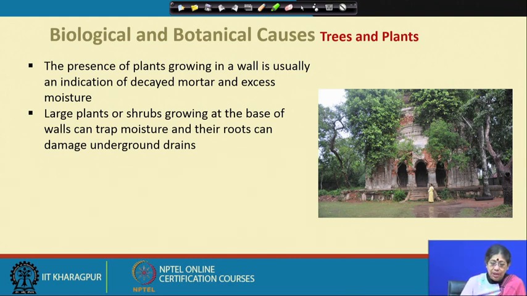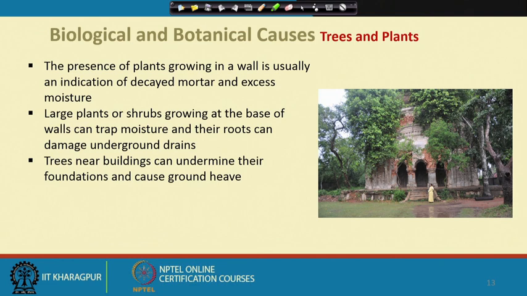Large plants or shrubs growing at the base of the walls can also be very dangerous, because they trap the moisture and the roots can damage the underground drain. Sometimes the roots go so deep that they block the drains, and sometimes they cause cracks in the foundation. These are the things which have to be understood before taking any measure.